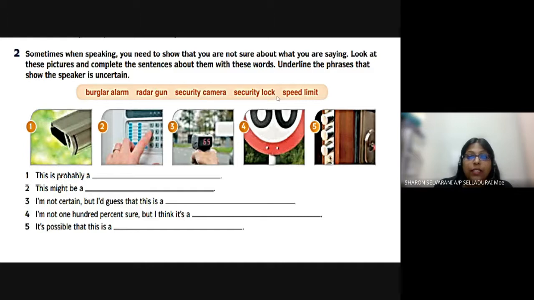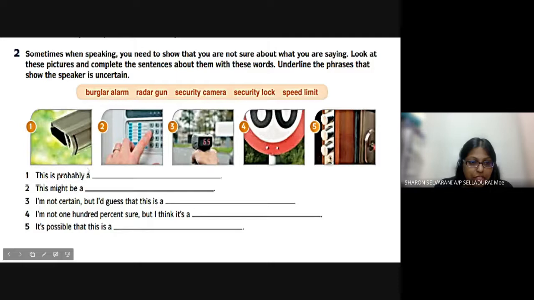And then security lock or security door. You know, the security doors come with security locks. And speed limit. When we drive our cars on the main road or whichever roads or even the highway, there is a speed limit to follow. All right, so let's try to answer this question.